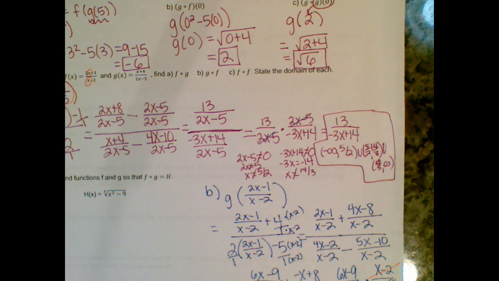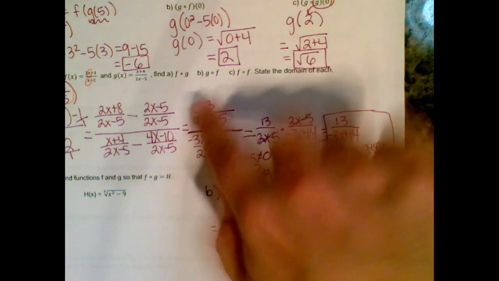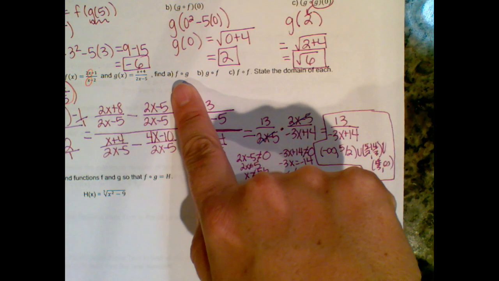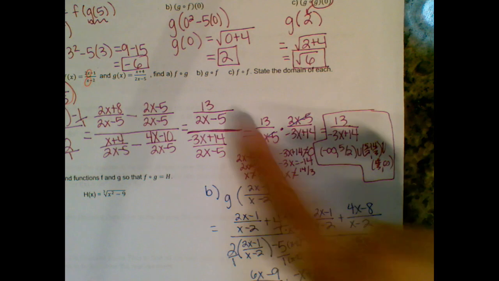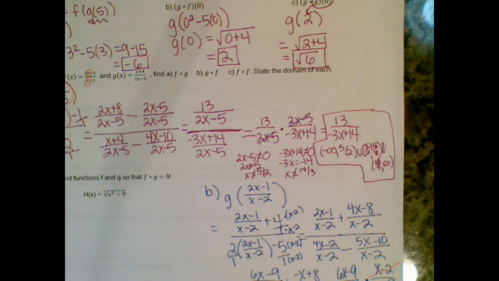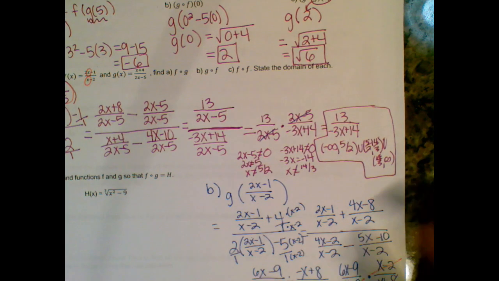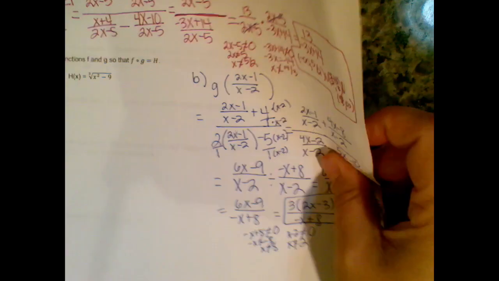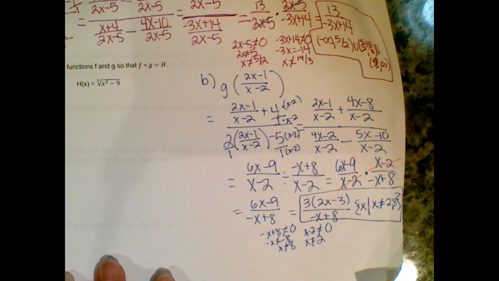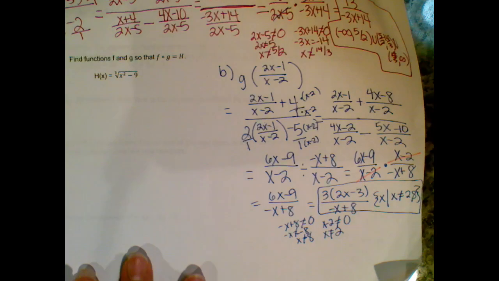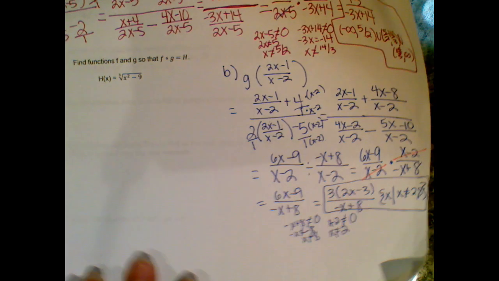The other thing that I do want to point out is notice that the answer to part A for f of g, which is right here, is not the same as the answer for part B, which is g of f. So the order of the composition matters. It's not going to be the same. If you switch what's the inside function, you're usually not going to get the same answer.